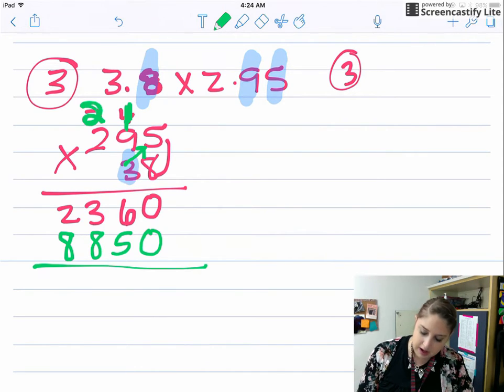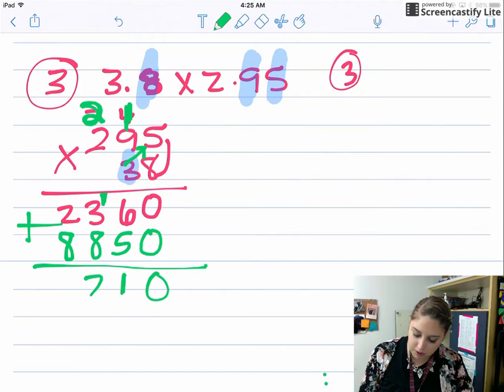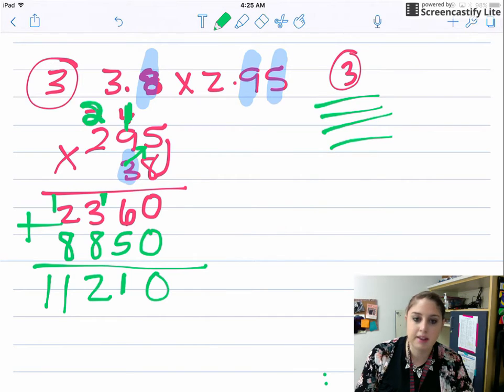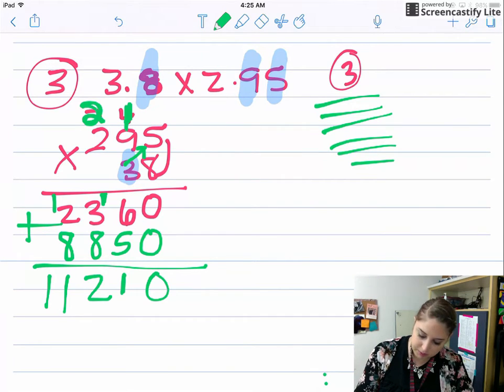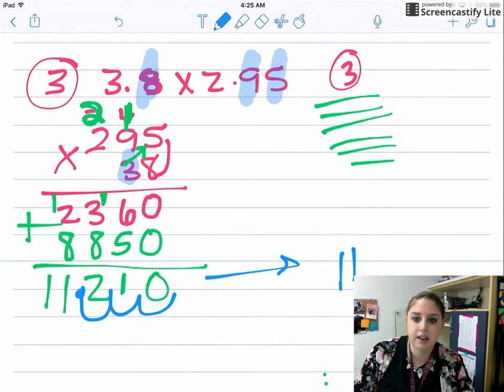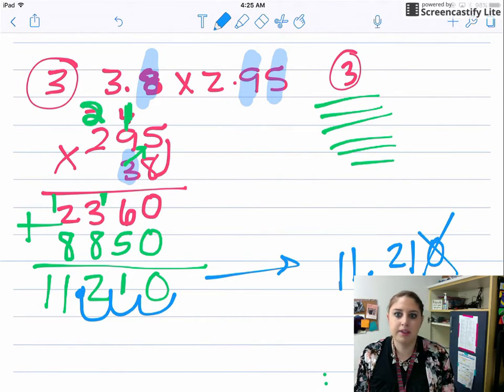All right, and now I can just add them together. 0, 11, 8 plus 3 is also 11, 12. Carry your 1, and now I have 10, 11. So 11,210. But remember, I had 3 decimal places. So I'm going to go my 3 decimals, 1, 2, 3. I'm going to move over 3. So my answer is 11.210. I don't really need that 0 at the end.